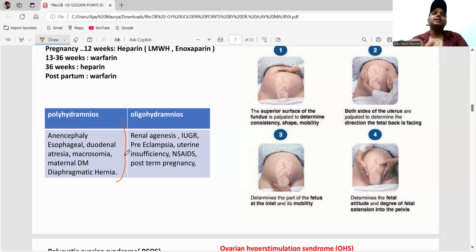Oligo means less. Renal agenesis, IUGR condition, preeclampsia, uteroplacental insufficiency, a history of NSAID use, and post-term pregnancy. These are the examples under oligohydramnios.